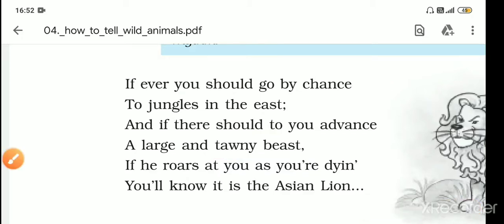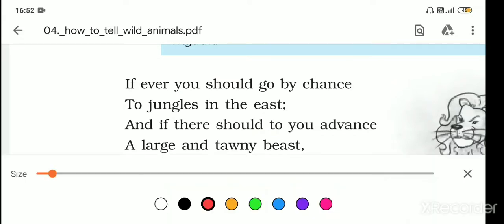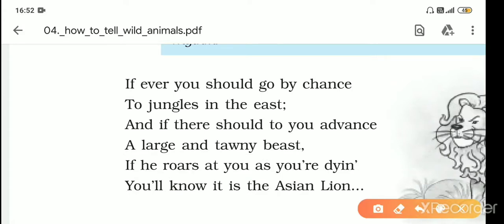Now, let us see the literary devices used here. So, firstly, let us see the rhyme scheme. The rhyme scheme here is AB, AB, CC: chance, east, advance, beast, dying, lion. So, AB, AB, CC is the rhyme scheme.